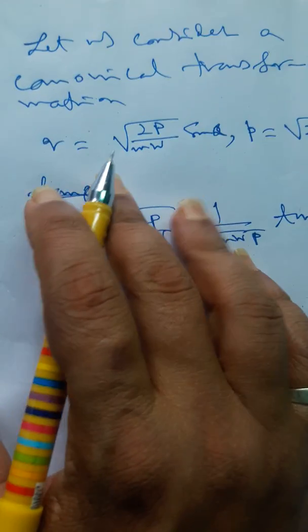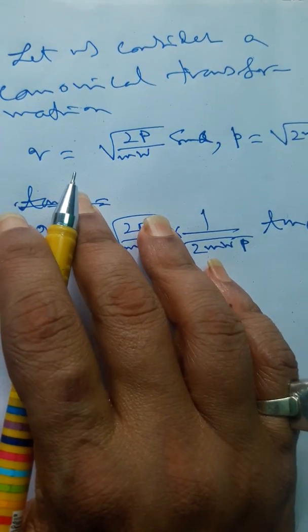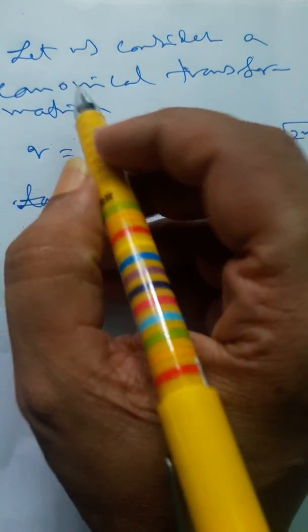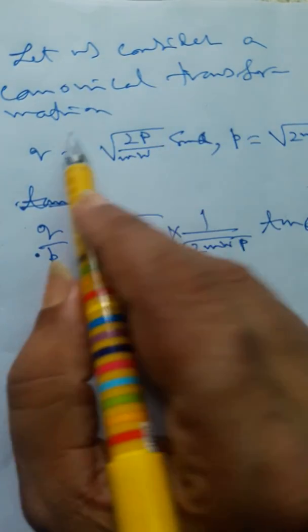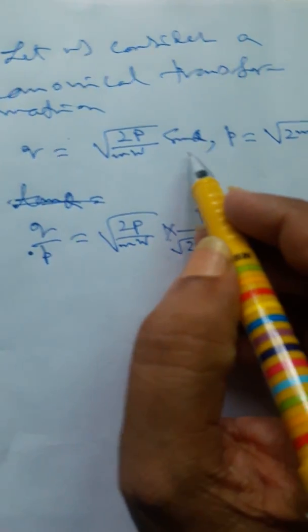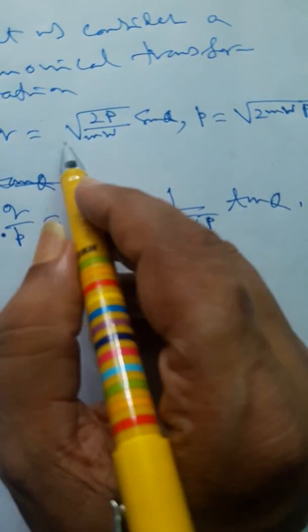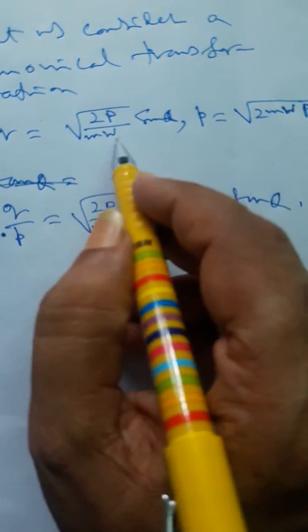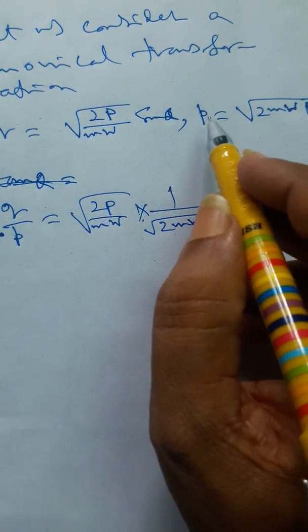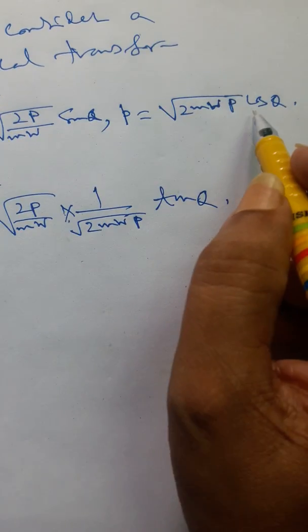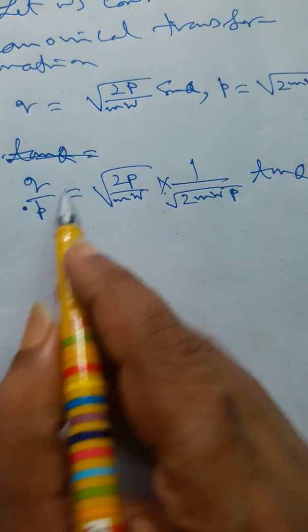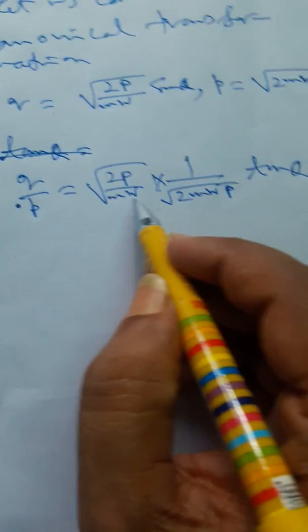Today we discuss an important example regarding the canonical transform. Let us consider the canonical transform, where Q is a function of root over twice P by m omega sine q, and p is equal to root over twice m omega P cos q. Therefore we have to find Q by P.